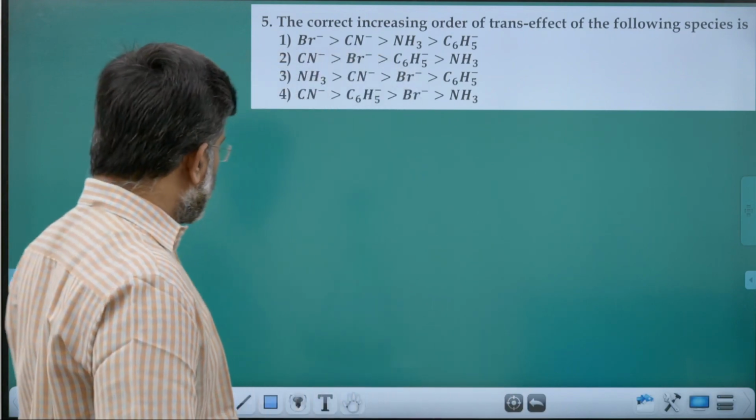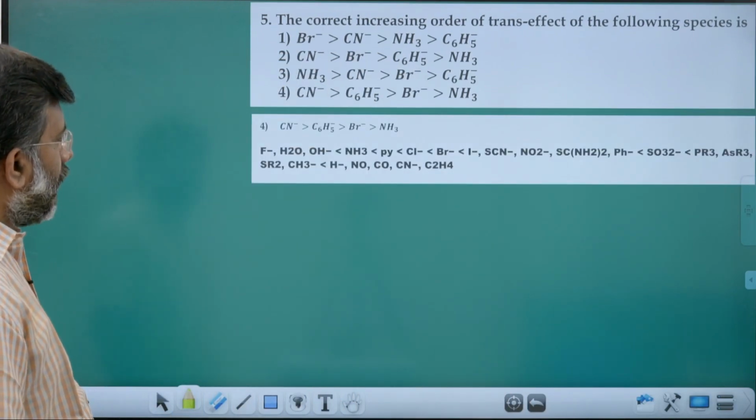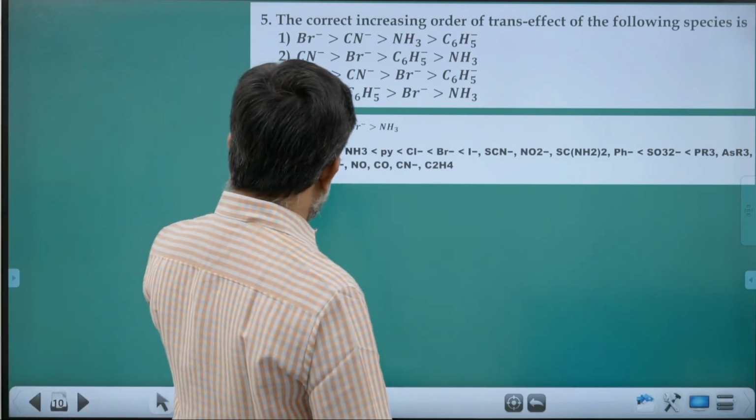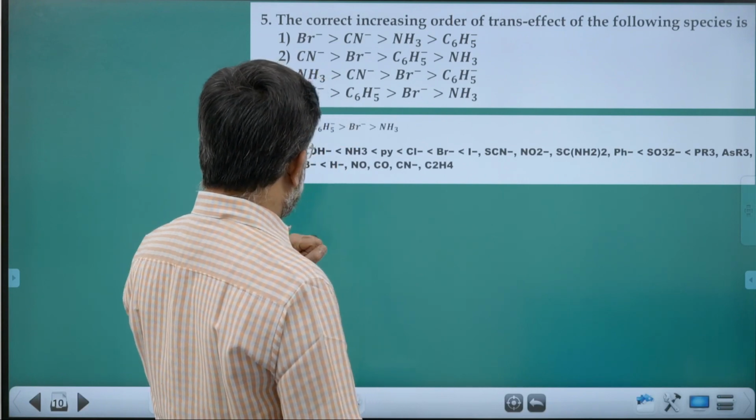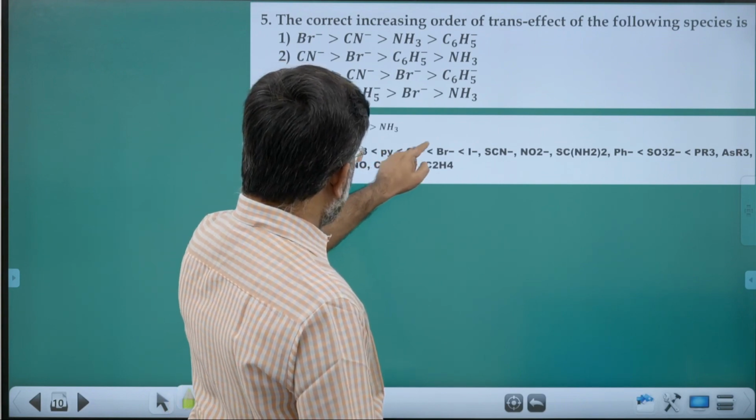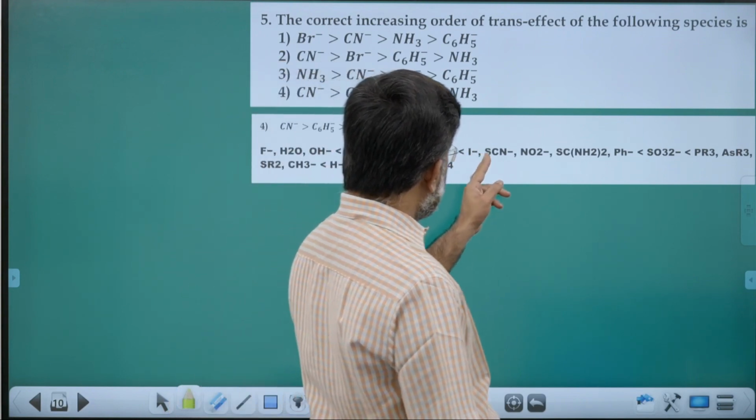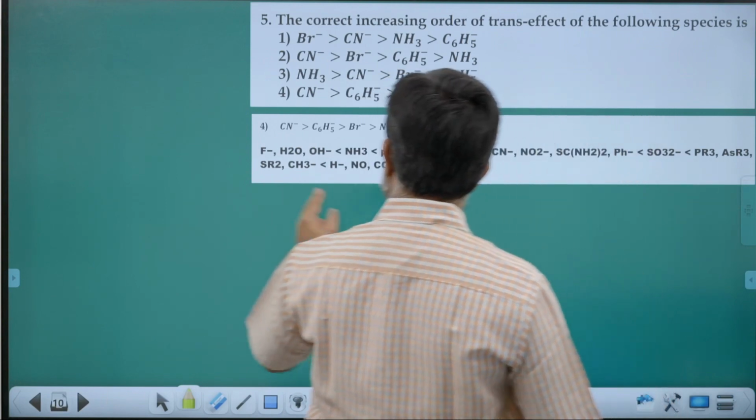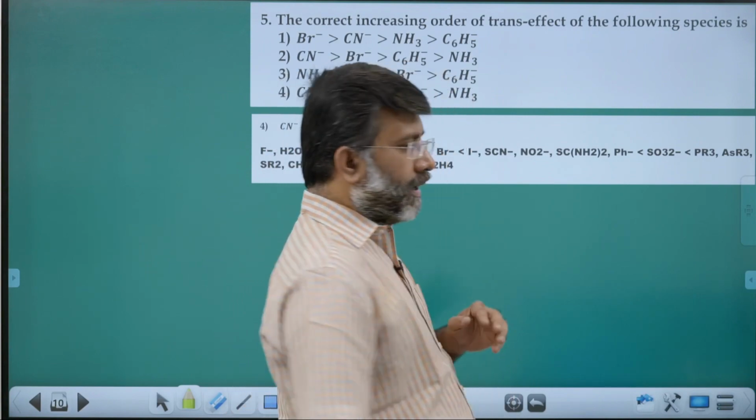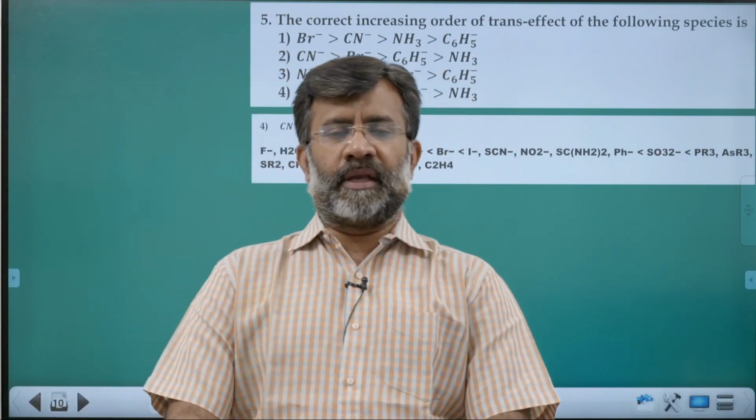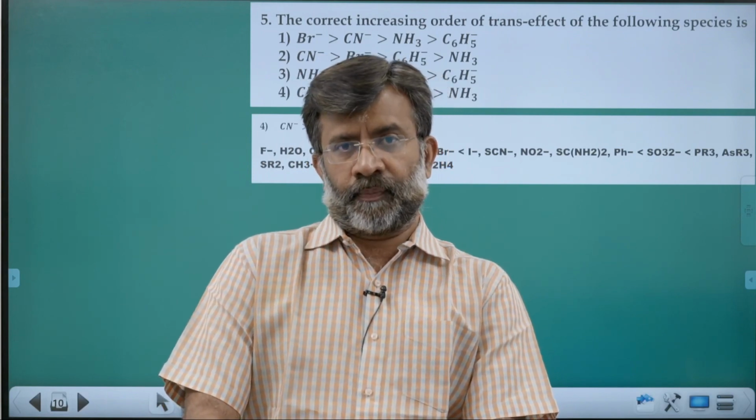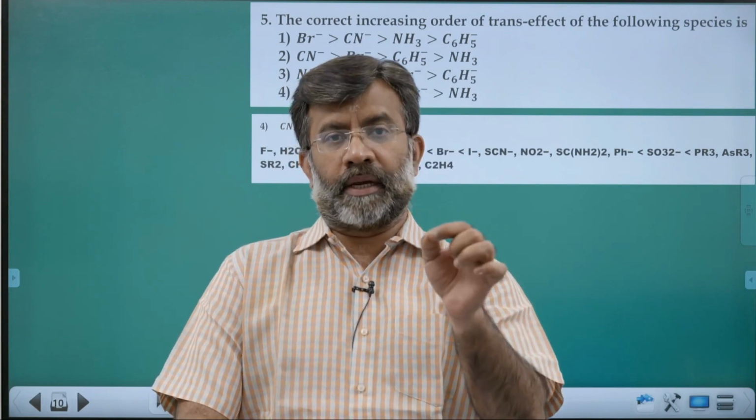What is the order of trans effect? You can note this down as an order of trans effect, the trans kinetic effect. You see, fluoride, water, OH, etc. having low trans effect, while ammonia having a bit higher, pyridine again higher, chlorine, bromine, iodine bigger, thiocyanate, nitro, it goes like that. H, higher trans effect; NO, CO, CN minus are having the highest trans effect. This probably is an experimental order. Greater the trans effect, greater the tendency to come at trans position.